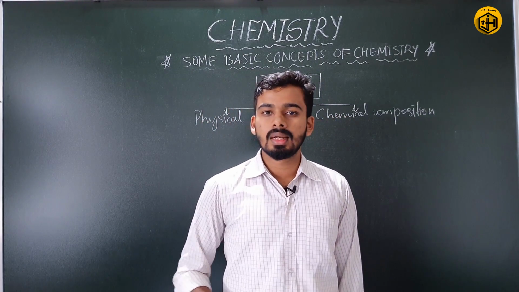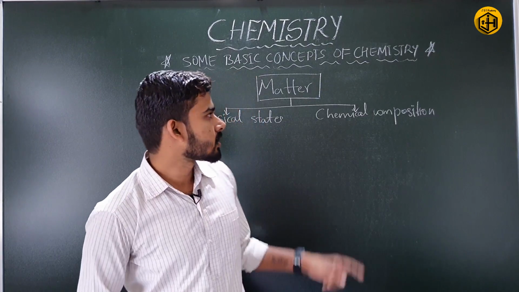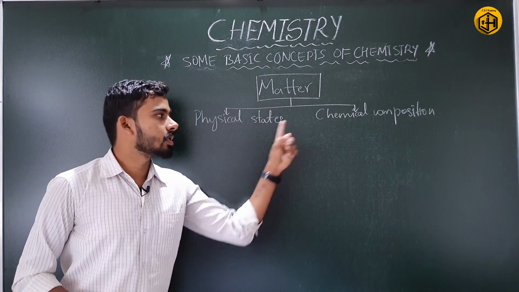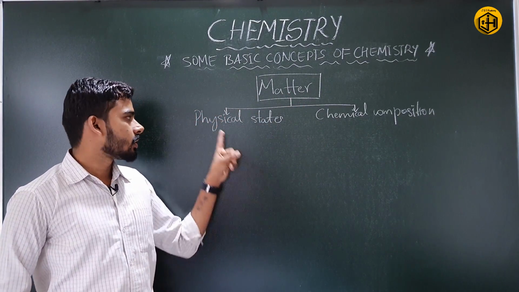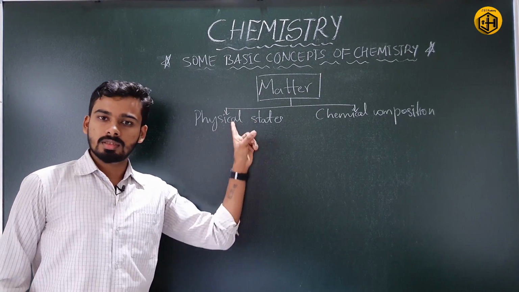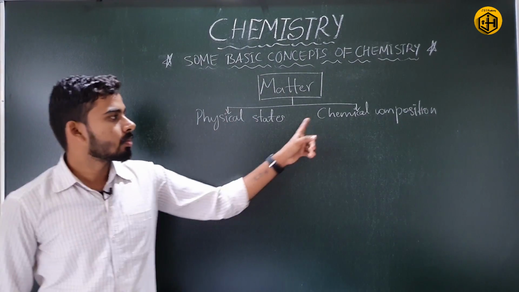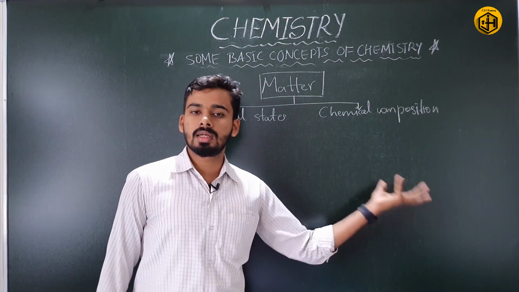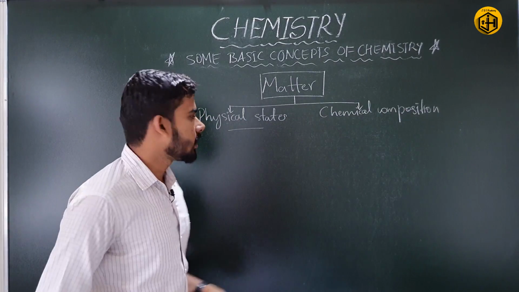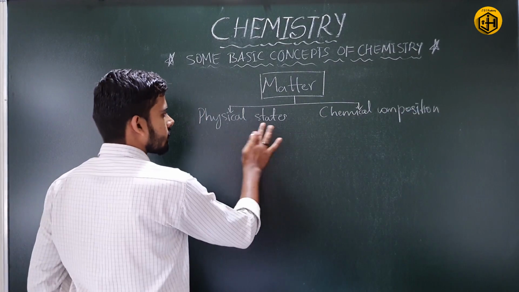Now we will see classification of matter. Matter is classified mainly based upon two types. That is, based upon physical state, it is classified into three types. Based upon chemical composition, it is again classified into several types. You see, based upon physical states.